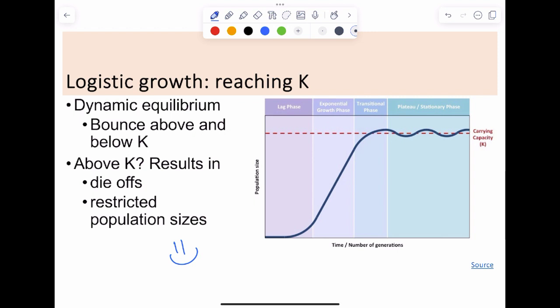What happens when you go above? Again, we get die-offs, and we have restricted population size. What will it be like when we hit this in a country or as a planet? It's going to be awful. It's going to be absolutely awful. I'm hoping I'm dead first, because it will be awful.